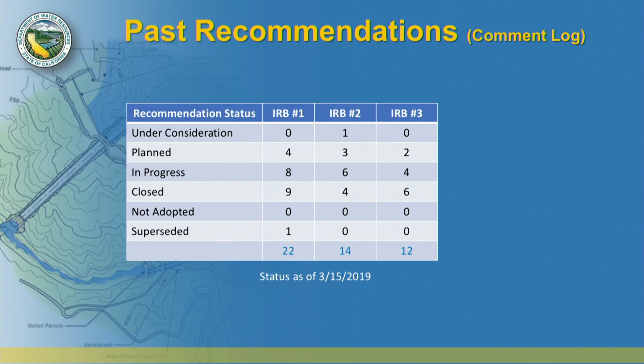Looking at the last 3 meetings, you can see that in the first meeting there were quite a few recommendations, 22 recommendations, and you can see the status of each recommendation listed in the column. We have 4 that we know are planned, 8 that we've confirmed are in progress, and we've been able to close out 9 where the project team has responded and the Independent Review Board has confirmed that the item should be closed. And that first meeting did have one superseded recommendation. And then you can see the statuses for meetings 2 and 3 likewise.